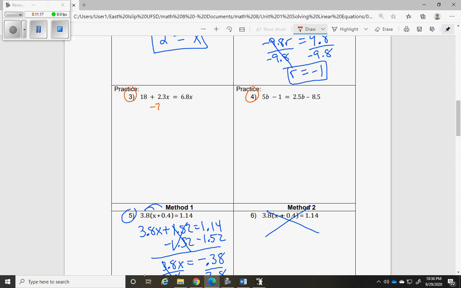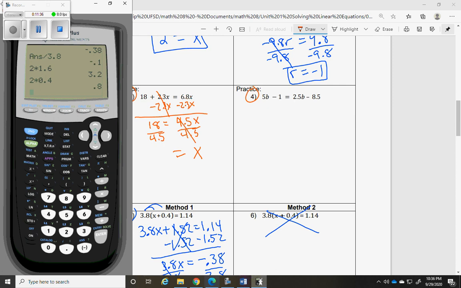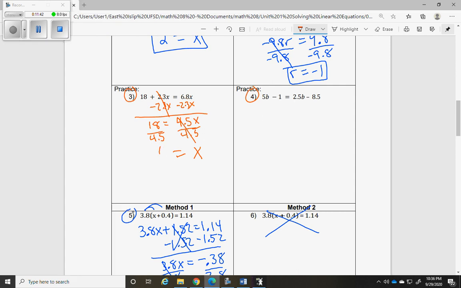So I would subtract 2.3x, and I'm left with 4.5x. Divide both sides by 4.5. I get 4.